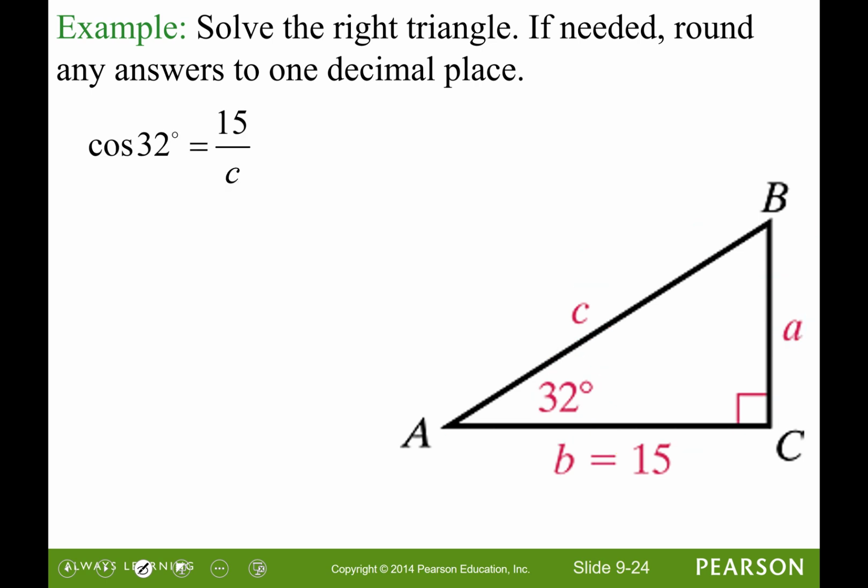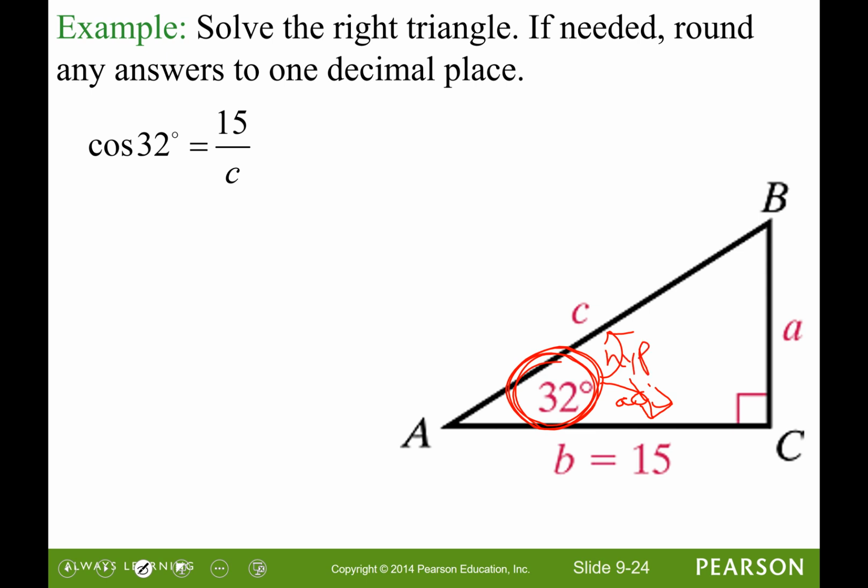I'm going to go for the hypotenuse length first. So I'm going to circle my 32 degrees. I'm going to draw 1 arrow to the 15 and 1 arrow to the hypotenuse. I'm going to label this 15 with ADJ for adjacent, so it doesn't get confused with the lowercase a on the side length there. And this one is the hypotenuse, HYP.